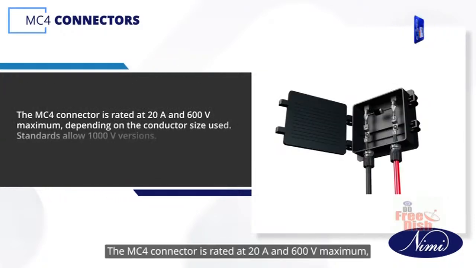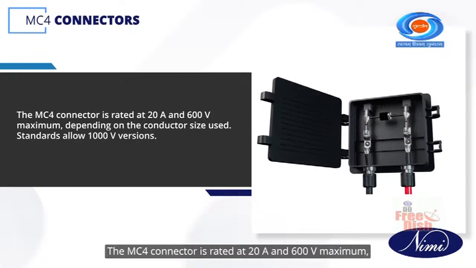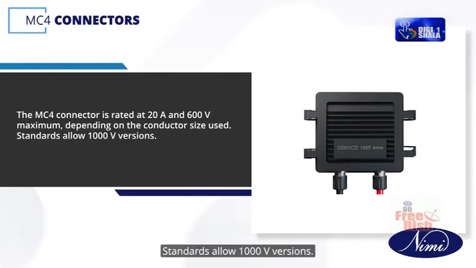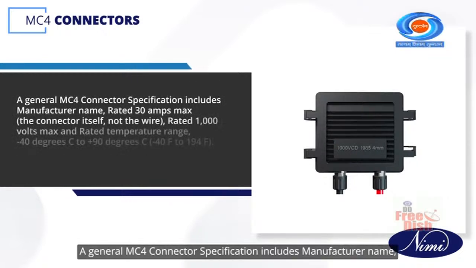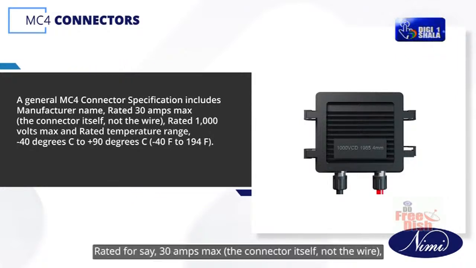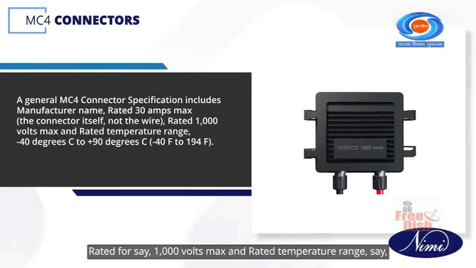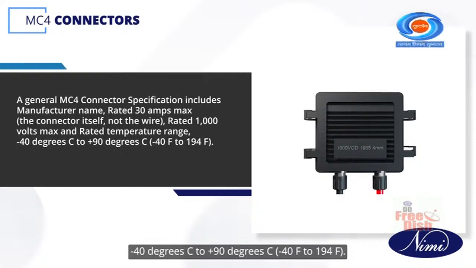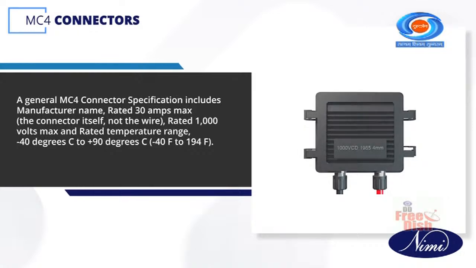The MC4 connector is rated at 20 amperes and 600 volts maximum, depending on the conductor size used. Standards allow 1000 volt versions. A general MC4 connector specification includes manufacturer name, rated for say 30 amps max (the connector itself, not the wire), rated for say 1000 volts max, and rated temperature range, say minus 40 degrees Celsius to plus 90 degrees Celsius, minus 40 Fahrenheit to 194 Fahrenheit.